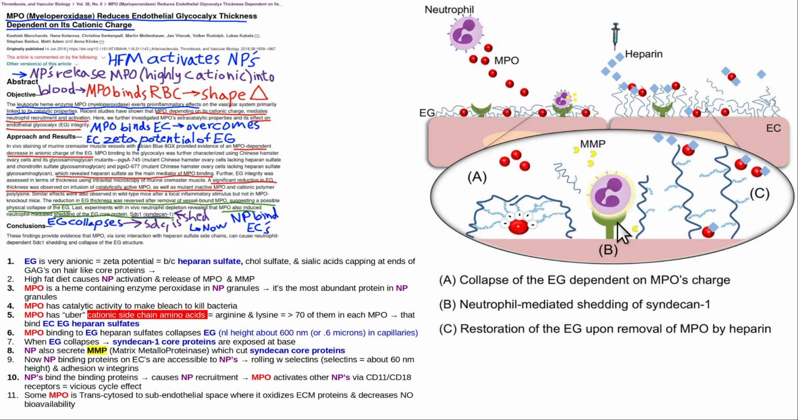And this has an effect to recruit more neutrophils to the endothelium, because once one neutrophil is activated and bound there, chemicals are released that cause additional neutrophils to bind to it. So you get a bit of a vicious cycle effect.